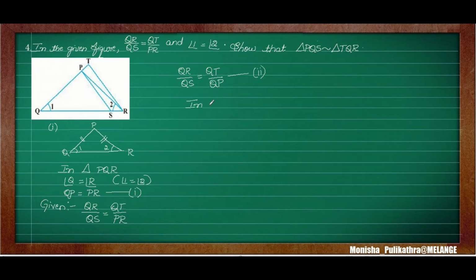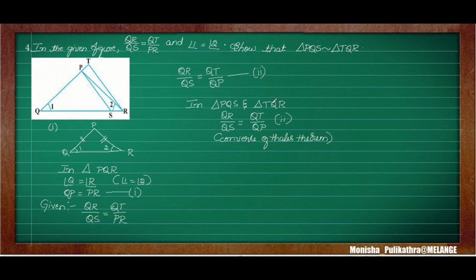Next, in triangle PQS and triangle TQR, in both triangles we can compare. By equation 2, QR by QS is equal to QT by QP. This is what we have proved by the second equation. So it is like the converse of Thales theorem.